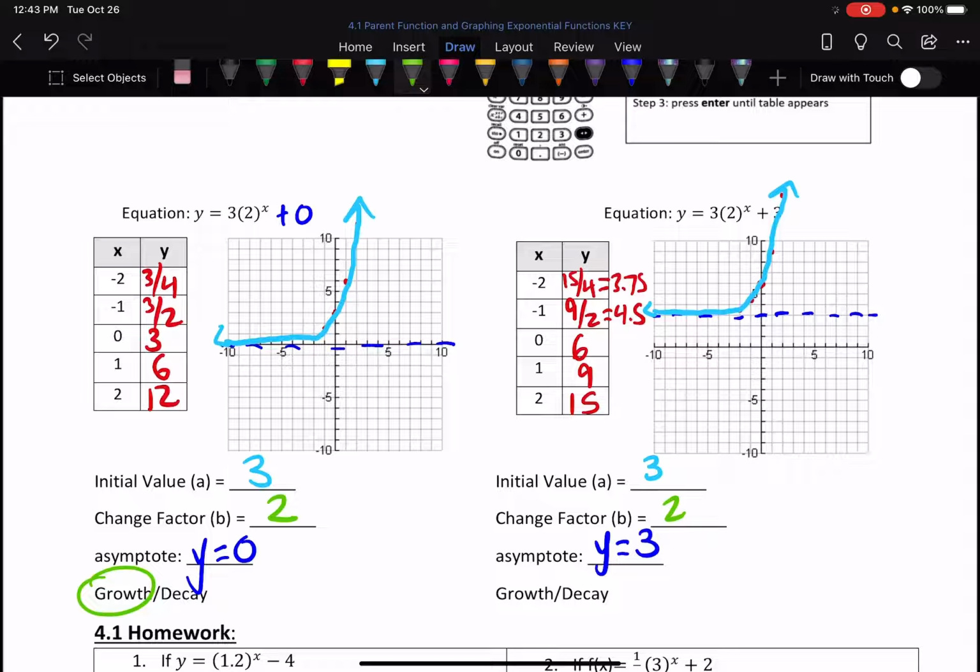So look at where your y-intercept is. It's at (0, 6). Well, I know that my asymptote was 3. So if I go 3 above 3, that gets me to 6. So my y-intercept should be at (0, 6). So whatever your asymptote is, you're going to add your initial value to it to find your y-intercept. And guys, our change factor is still greater than 1. So therefore, this is a growth function.